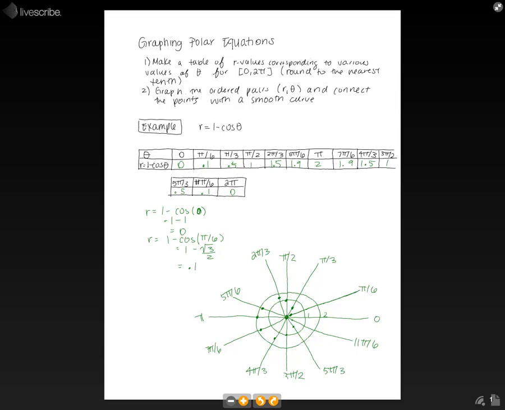So now we must connect these in a smooth curve. When we do that, we get something that looks like a lily pad. We can see that this is symmetric, and it's symmetric with respect to the polar axis, which is this line from 0 to pi.